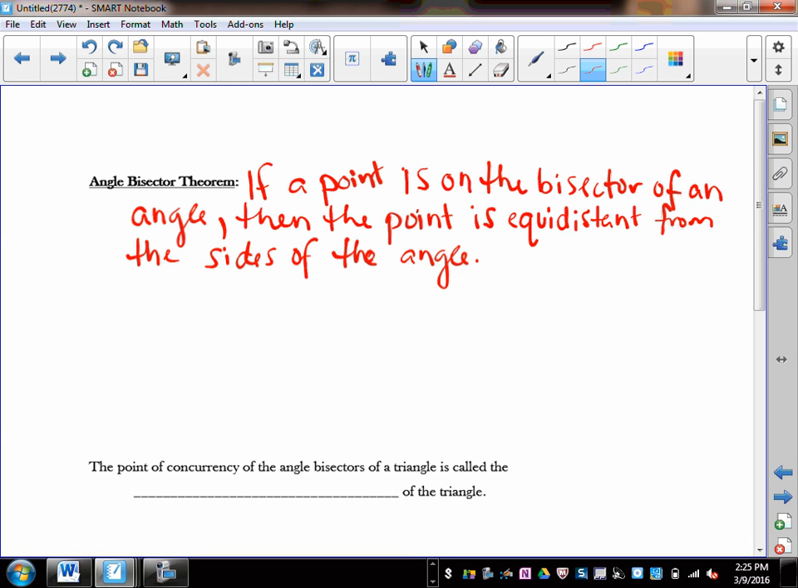Alright, so I'm going to draw a rough sketch of an angle bisector. So please do the same. Alright, so approximate. That's good. Let's call this ABC. And we'll let this ray be X, I guess.